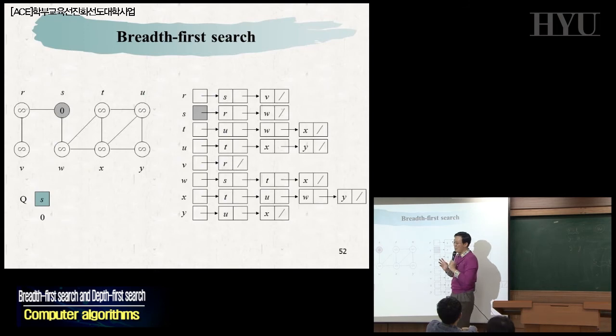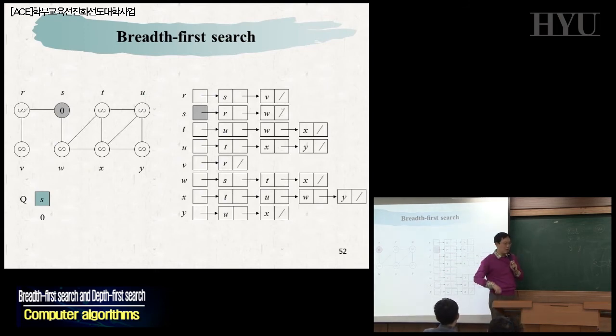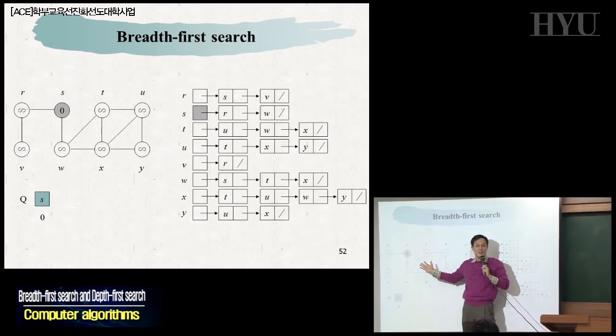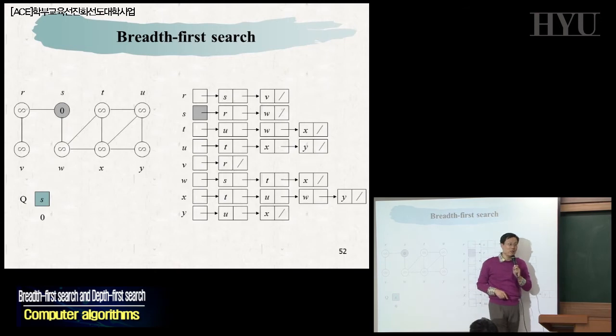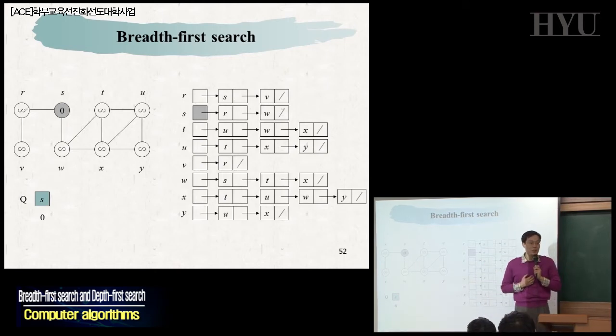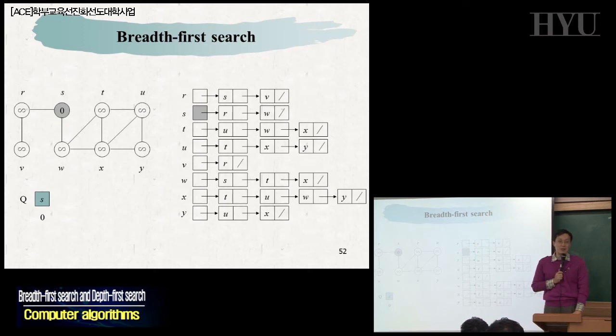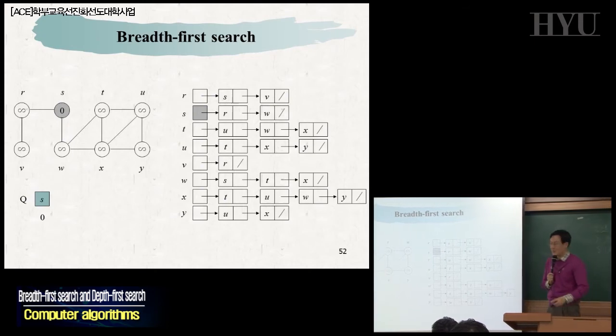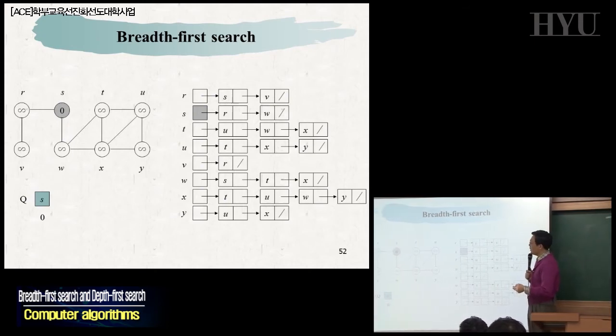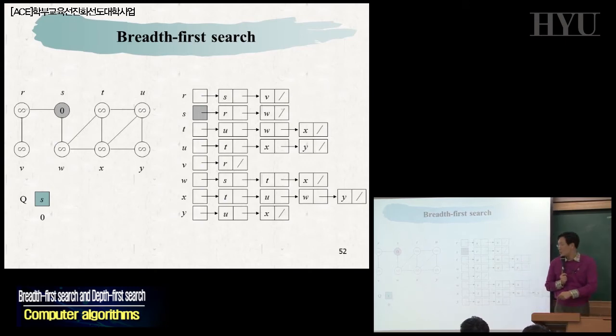Okay, we will run the BFS on this graph. Initially, all vertices are white, except the source. And white vertices are undiscovered, so their distance is infinity. And the source vertex is discovered and its distance is 0. And the first thing to do is put the source vertex in the queue. This is a queue whose name is Q.